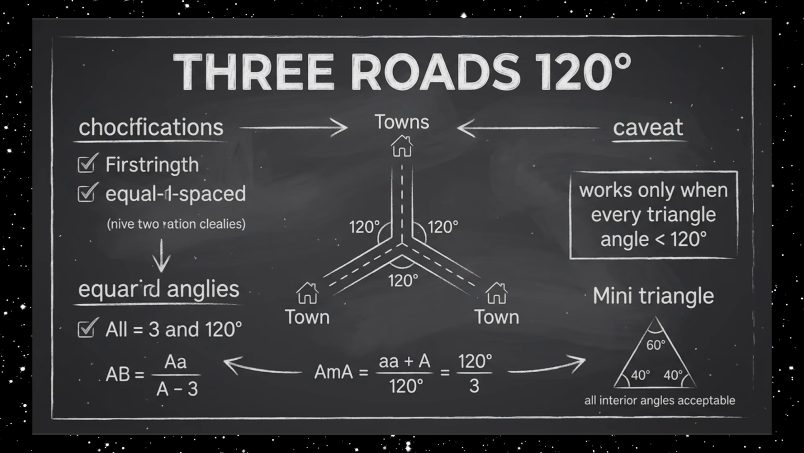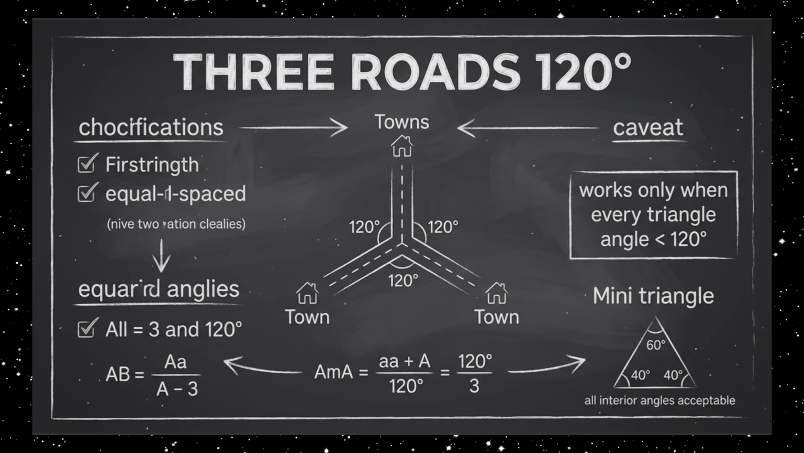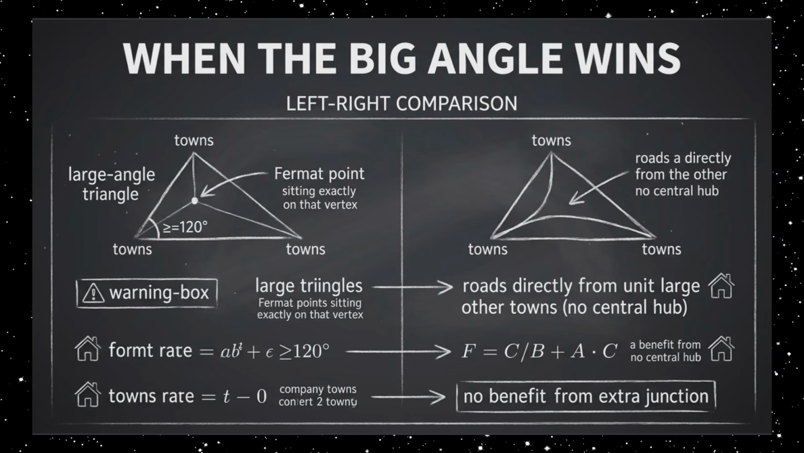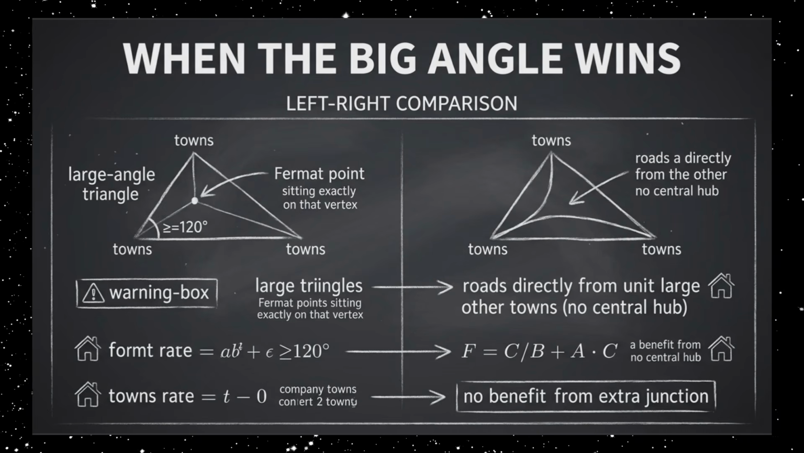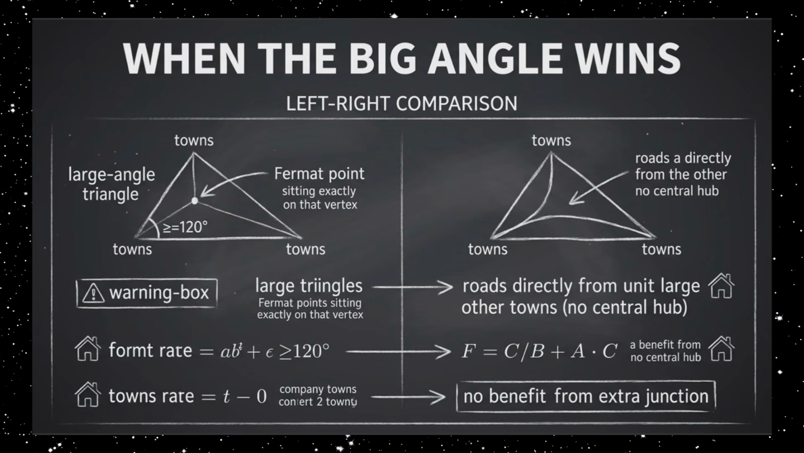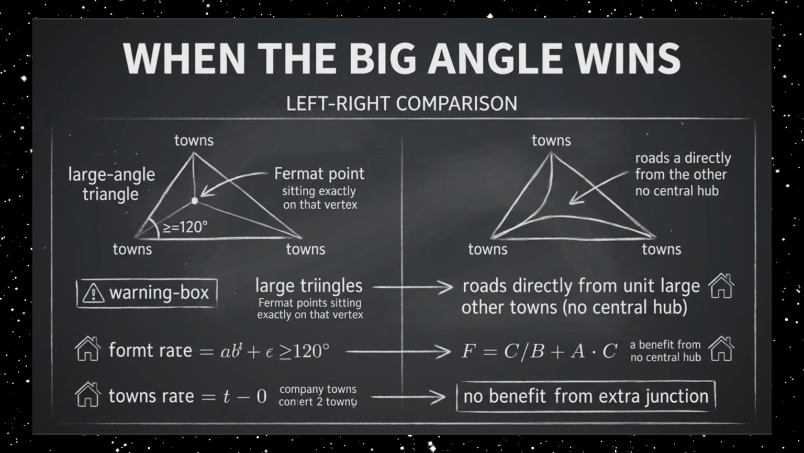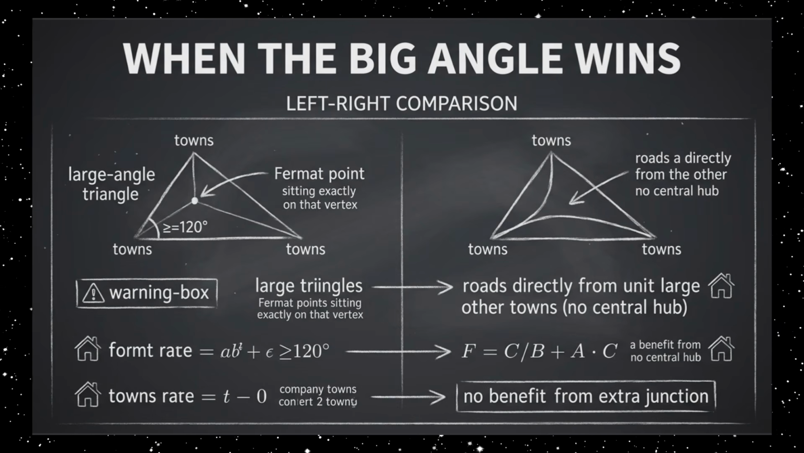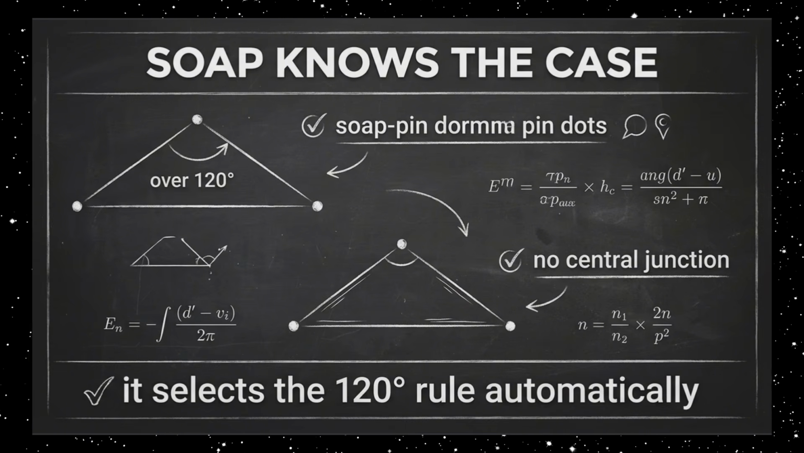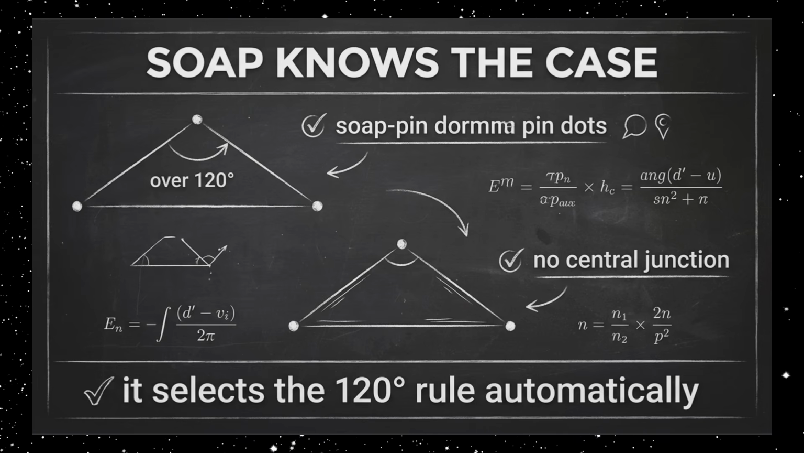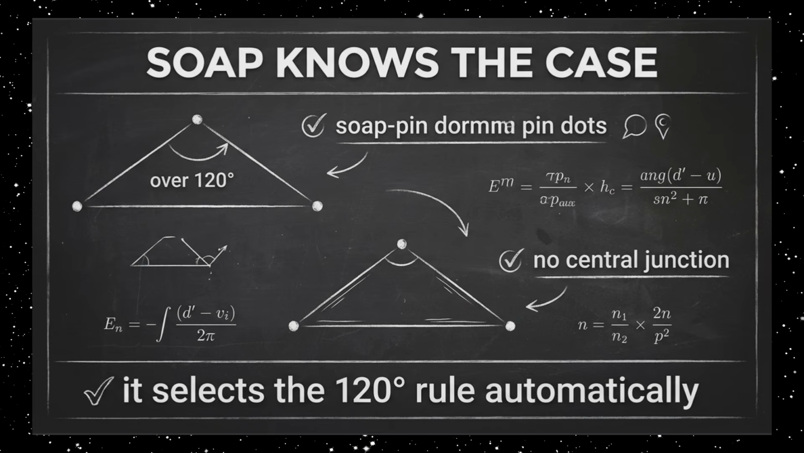There's an important caveat. This only works if all the angles of the triangle formed by the 3 towns are less than 120 degrees. If one angle is 120 degrees or more, the Fermat point lands right on the vertex of that large angle. There's no benefit to adding a junction point. You just connect the other 2 towns to the obtuse angle vertex directly. The soap film handles this case perfectly too. When you dip the 3 pins, and one of the triangle's angles exceeds 120 degrees, the film stretches directly from that pin to the other 2. No central junction, it just knows.